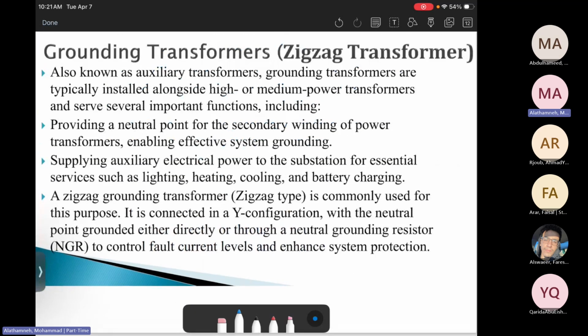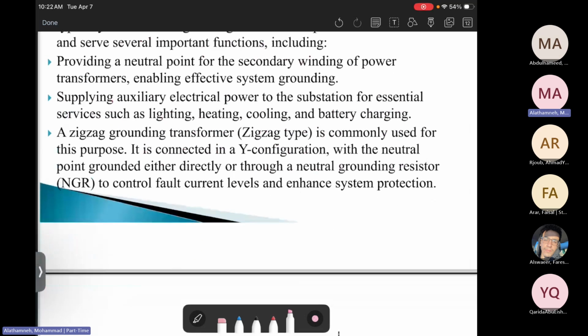Now, the other thing, the ground transformer, which is known as the auxiliary transformer or zigzag transformer. It has three names: grounding transformer, zigzag transformer, and auxiliary transformer. And we already discussed this before. It will provide the neutral point for the power transformer. That's the first purpose. The neutral point is very important, which is why we have the grounding or zigzag transformer. The other thing is it will produce power for the substation for essential services such as lighting, heating, cooling, battery charging, etc.